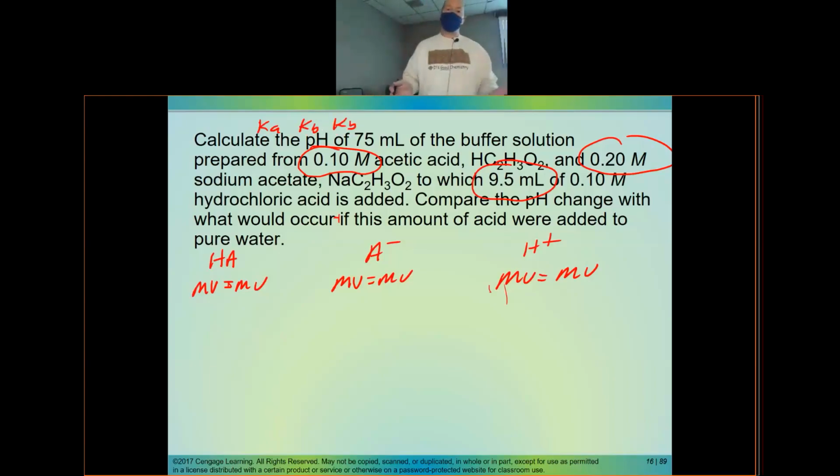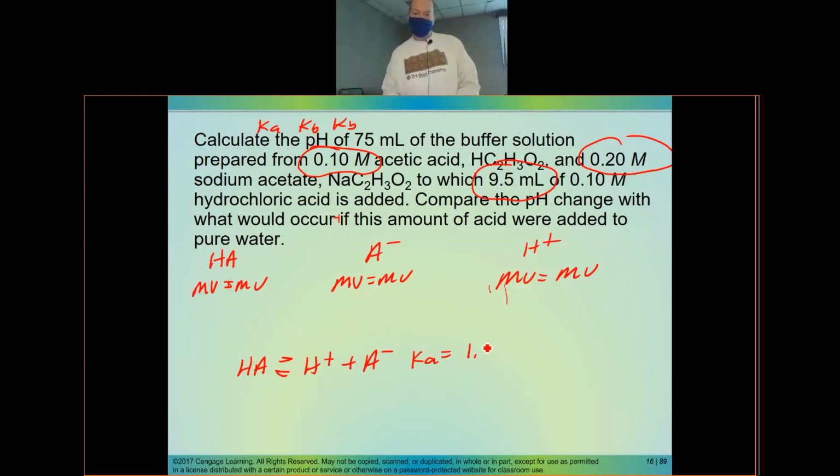So you have to pick the one that has HA, A minus, and H plus in it. So you have to realize that that is the Ka reaction. No other reaction of the three has all of those three in it. And so the reaction that we're going to use is HA goes to H plus and A minus, and we know that Ka is 1.7 times 10 to the minus 5. We're doing acetic acid again.